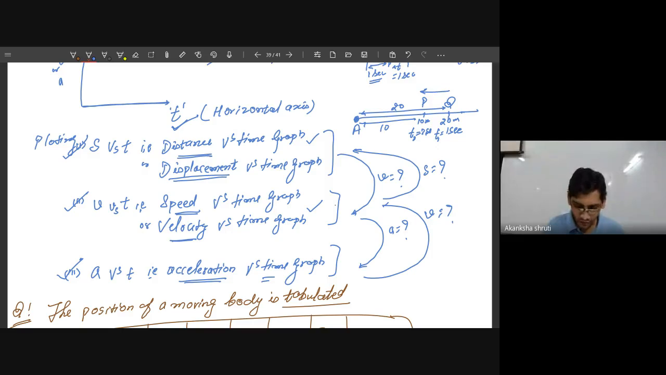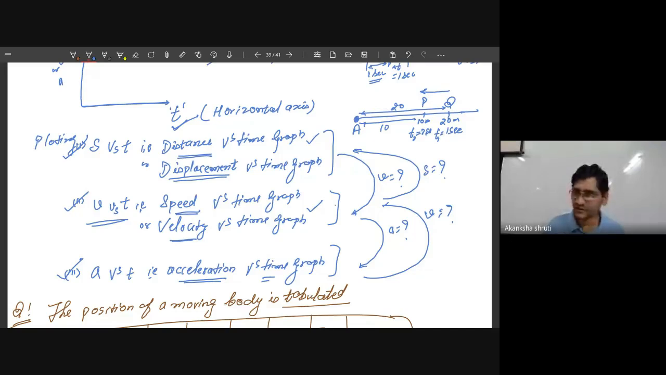Means all these three graphs are interconvertible, and using this graph we can calculate various other unknown quantities. If we are given displacement time, we can calculate the velocity and acceleration. If we are given the velocity time graph, we can calculate the displacement as well as the acceleration. If we are given the acceleration time graph, then we can calculate the velocity from that. And after plotting the velocity time graph, we can even calculate the displacement also.